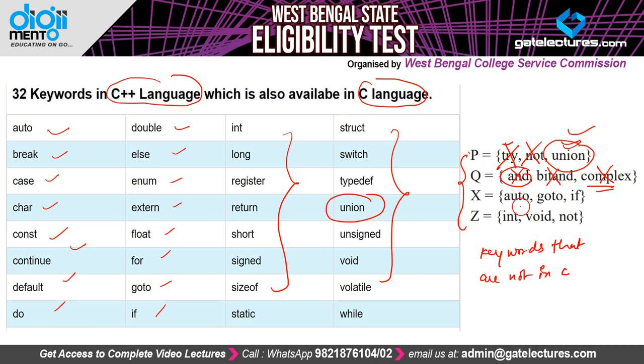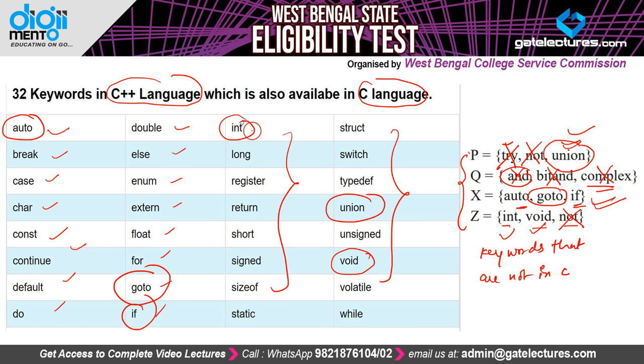Now in the case of X, as you can see, this auto keyword is present. The goto keyword here is also present, as well as the if keyword. The if keyword is also present in the C language. So this entire set is present in the C language. Okay, in the set Z, int, void and not. Int is present in C language, void is present in C language, but not is not present. So you can see void is here, and int is here. So this set X contains all the keywords which are present in the C language.